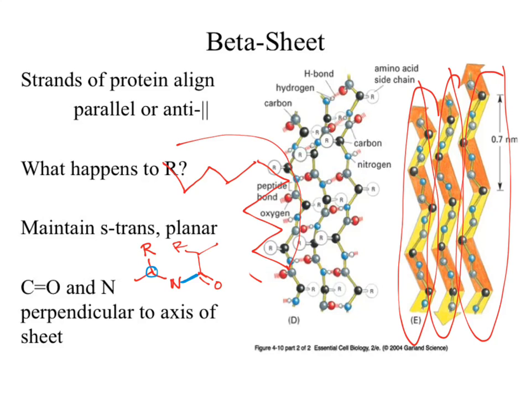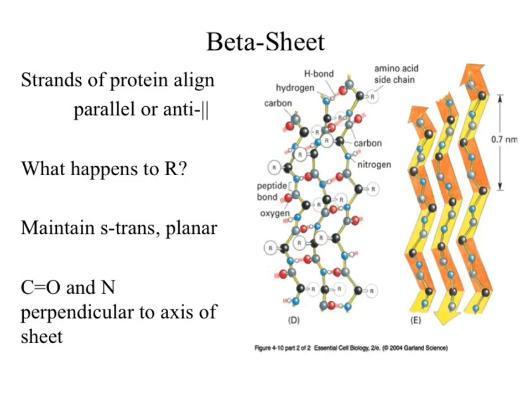Your carbonyl and your nitrogen will be perpendicular to the axis of the sheet, which, if we take a look at this, we're looking at our sheets running up and down in our drawings. I'm going to have to erase everything. If we look at our nitrogen and our carbonyl, they're parallel, or sorry, that's not parallel. That's perpendicular to the axis of our sheet, which is running up and down. So the hydrogen bonding interaction occurs perpendicular to the axis of the beta sheet. You guys see that?